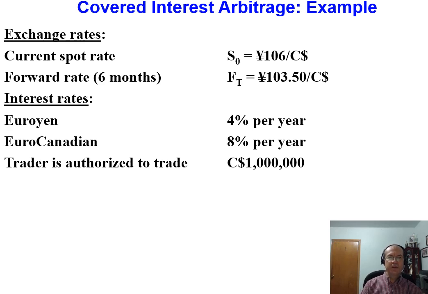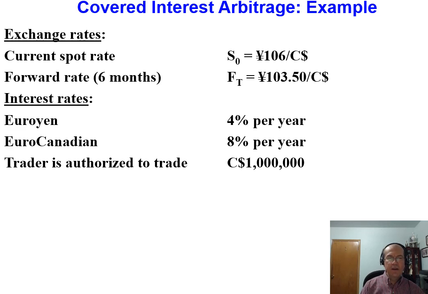Let us solve the following example. Suppose we observe the following exchange rates and interest rates. At the spot exchange rate, it takes 106 Japanese yen to buy 1 Canadian dollar. At the 6-month forward rate, it takes 103.5 Japanese yen to buy 1 Canadian dollar. So you can see that the Canadian dollar is sold at a discount in the forward market because it takes less Japanese yen to buy a Canadian dollar in the forward market.